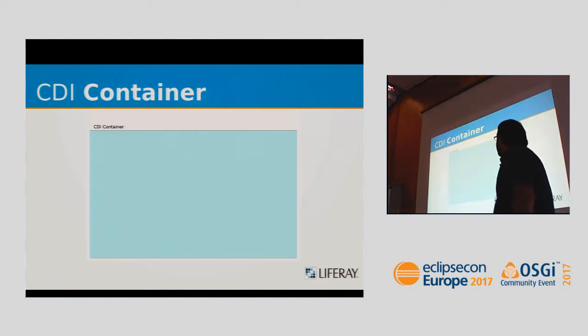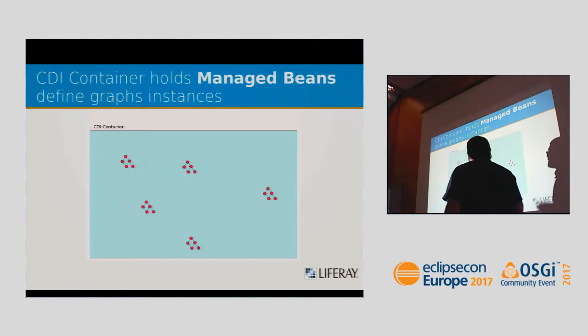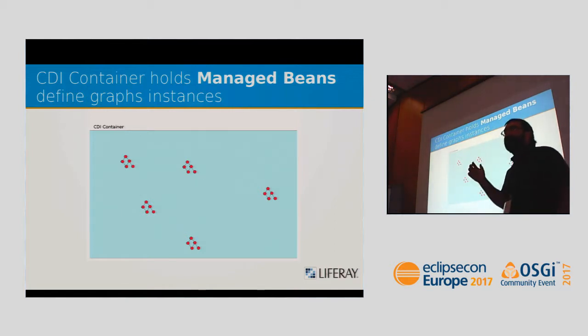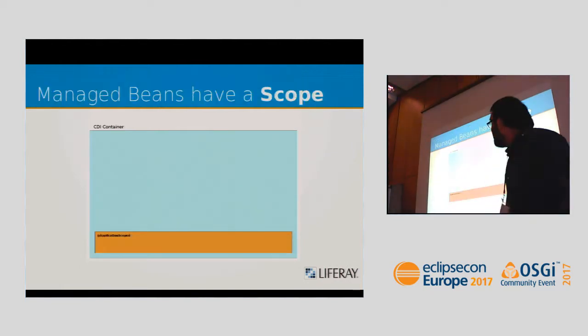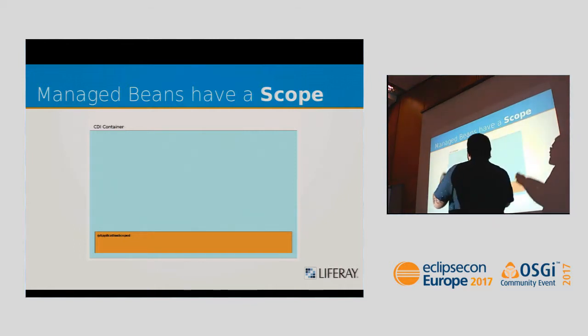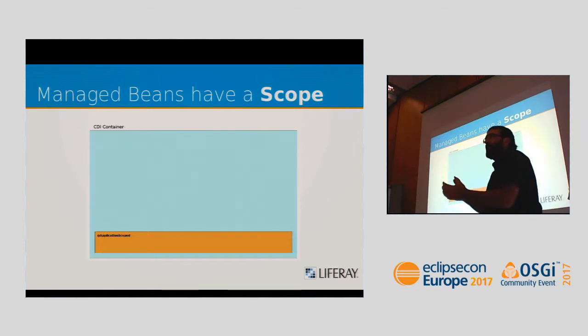So, in the beginning, there was the CDI container. And on the first day, the CDI developed the concept of managed beans, which they spread throughout the CDI container. And a managed bean has this concept of living inside of a scope.